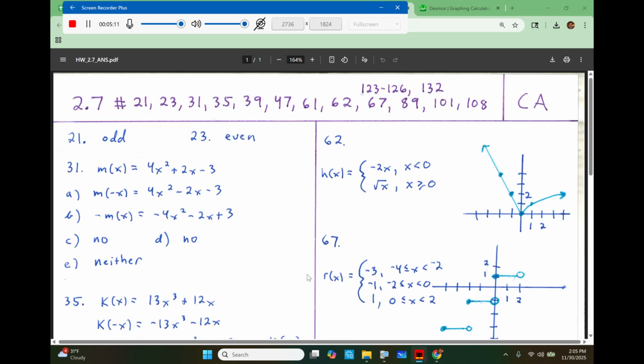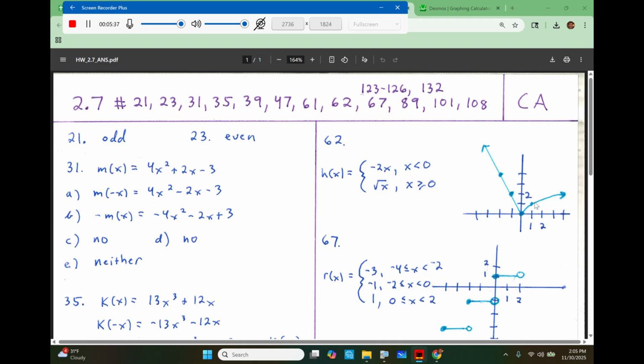Okay, let's look at 62. Okay, so the negative 2x line. Again, it's going to be the negative 2x line, but I don't want the entire negative 2x line. I just want the negative 2x line for x values less than 0. So that's going to be open circle and then everything to the left. But then square root of x for x values greater than or equal to 0. So that's going to be closed circle.